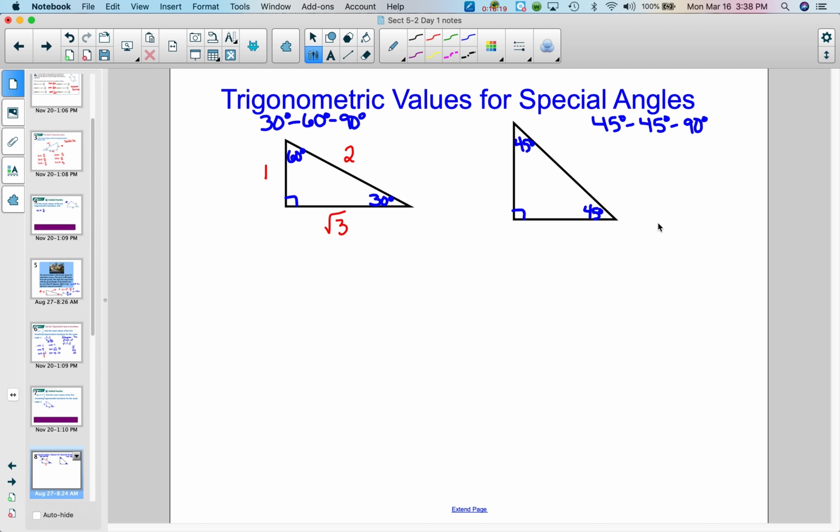For a 45, 45, 90 triangle, the relationship is this. If this side is 1, then this side is 1 because it's an isosceles right triangle. And this side would be the square root of 2. So that's the relationship of the sides.